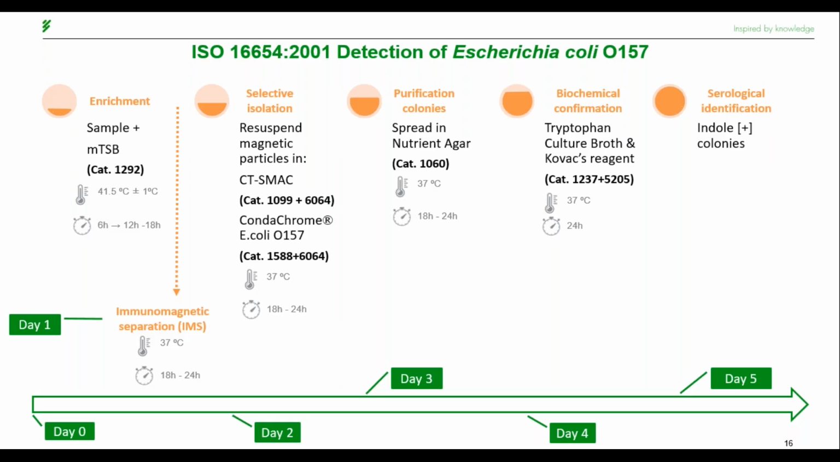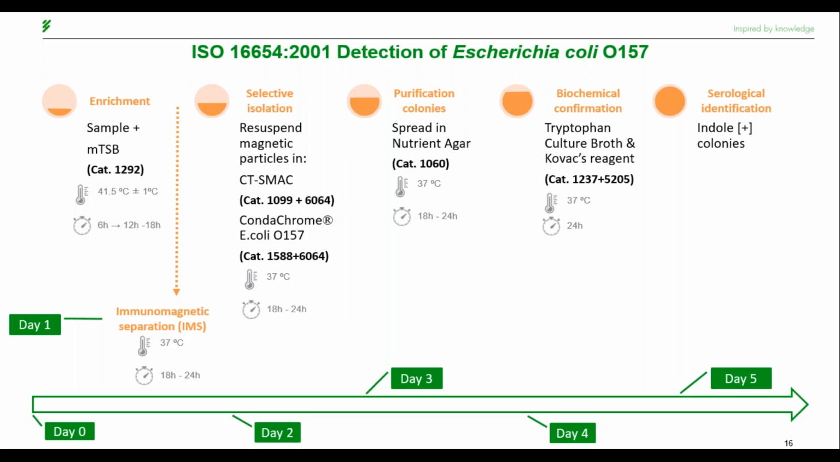When you have the washed and resuspended magnetic particles, transfer these to a plate of MacConkey agar with sorbitol, CT-SMAC, a first selective medium, and also to a second selective isolation medium for E. coli O157, for which we recommend our Condachrome E. coli O157. The incubation conditions for the CT-SMAC are at 37 degrees Celsius for 18 to 24 hours, and the same for Condachrome E. coli O157, so you can comfortably incubate them together.